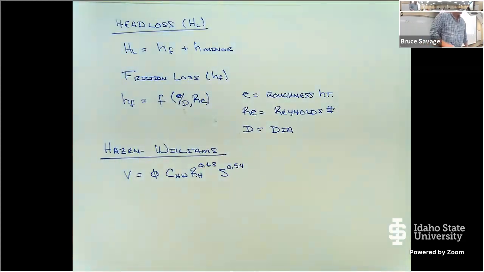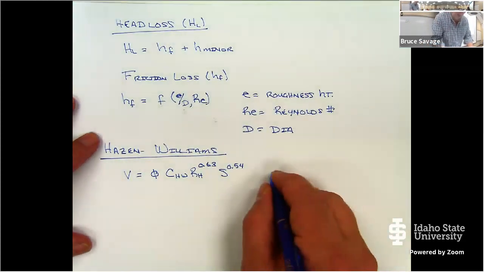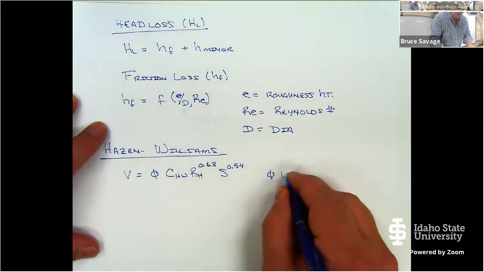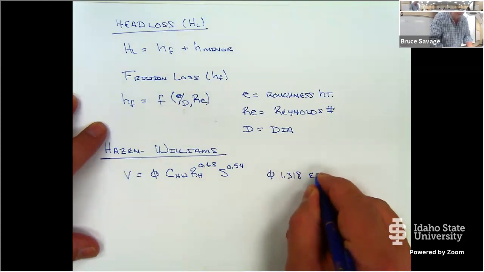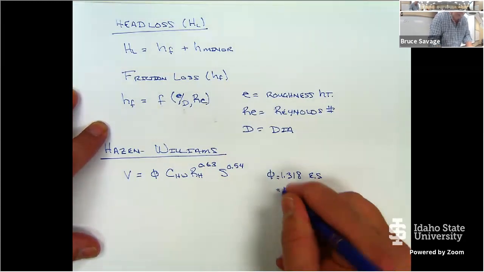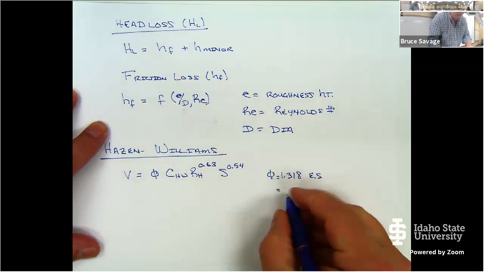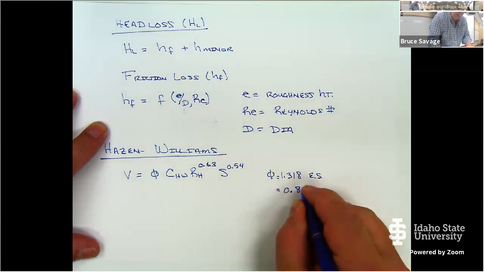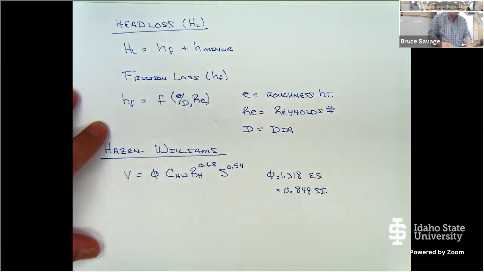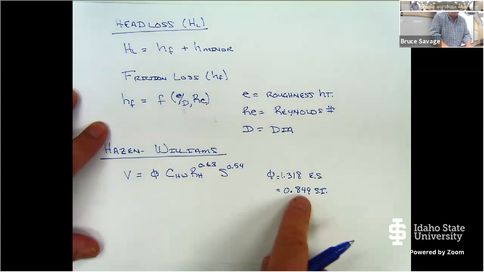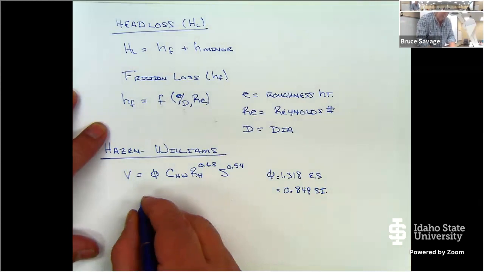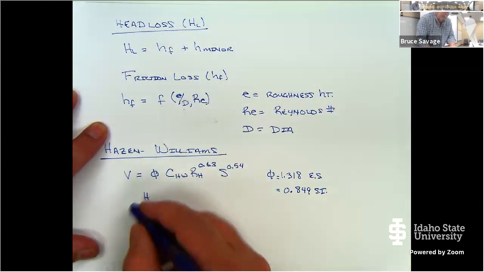Okay, let's define each of these terms. Phi is a conversion parameter where it's equal to 1.318 in the English system, or I'm sorry, not one, I got mixed up with the Manning's equation. It's 0.849 in the SI system. So depending upon the system that you're working in is going to depend upon which value you use for phi. C sub HW is the Hazen-Williams coefficient.